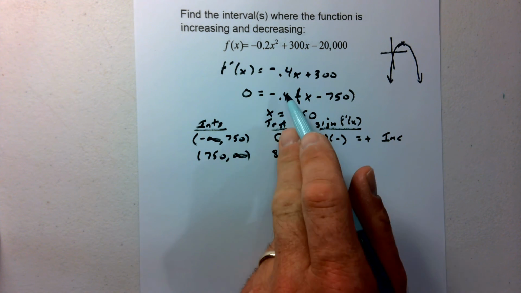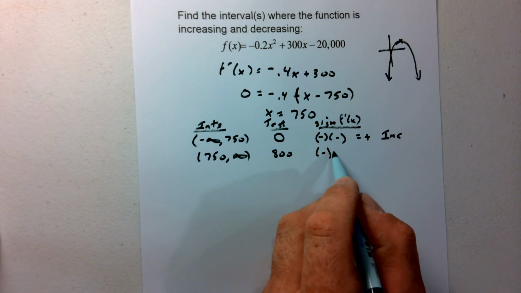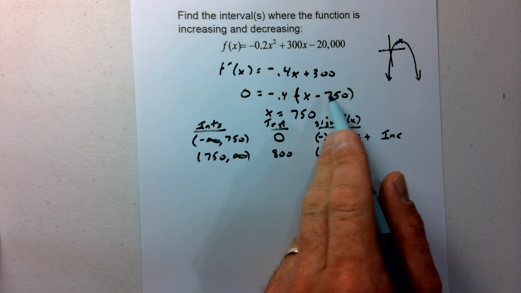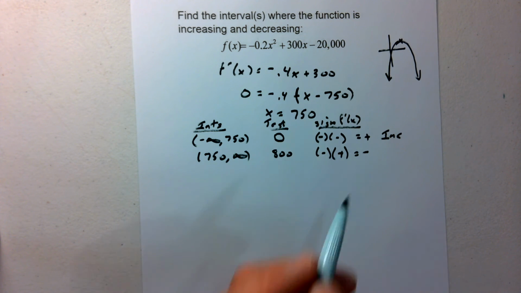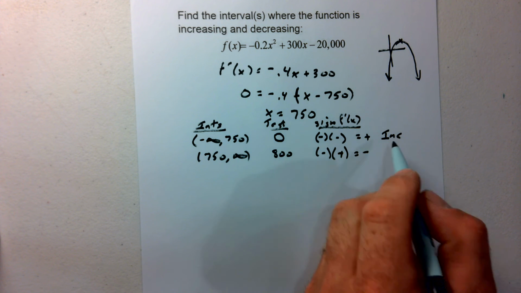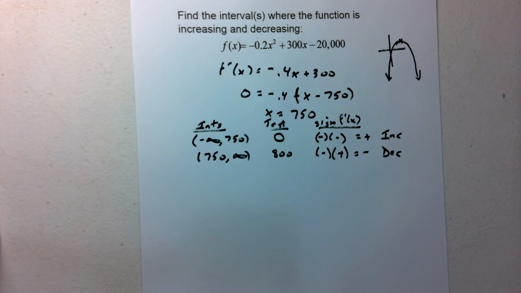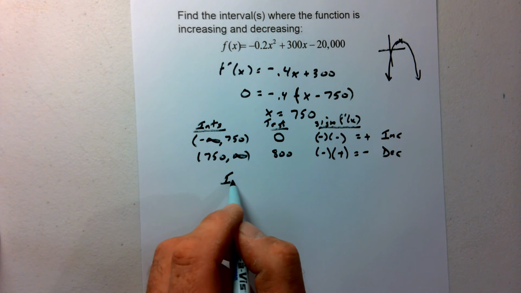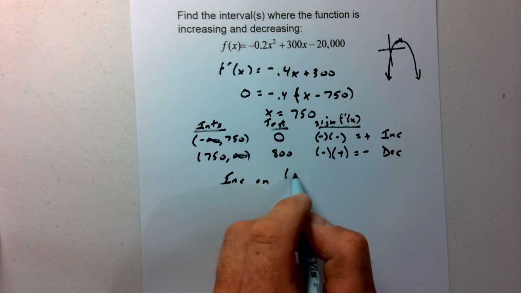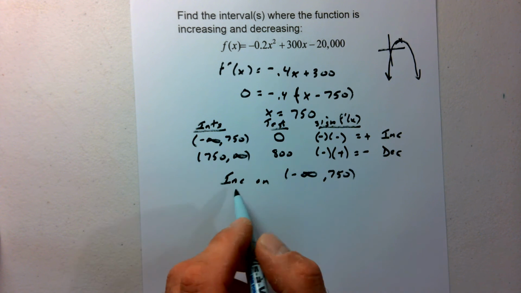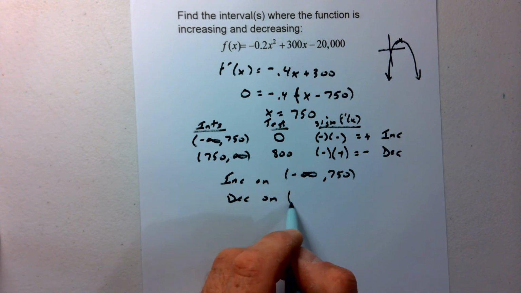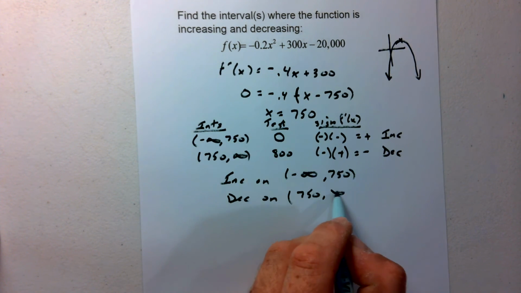If I plug in 800, again, that first term is going to be negative. 800 minus 750 is going to be a positive value. And a negative times a positive gives us negative, so we get a decreasing value. So we're increasing on negative infinity to 750, and we're decreasing on the interval 750 to infinity.